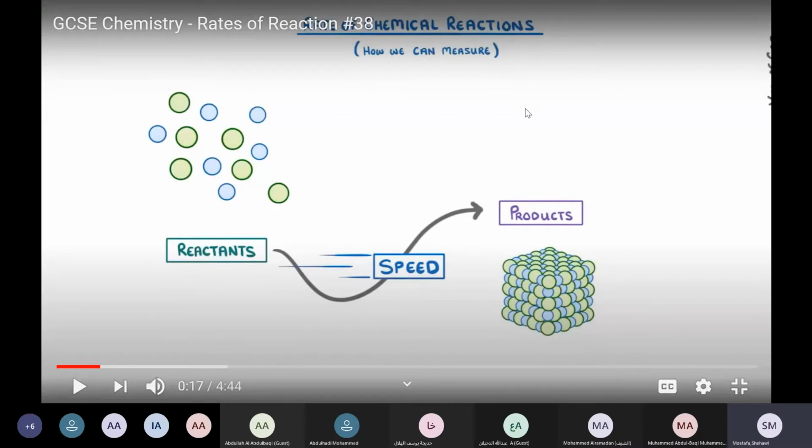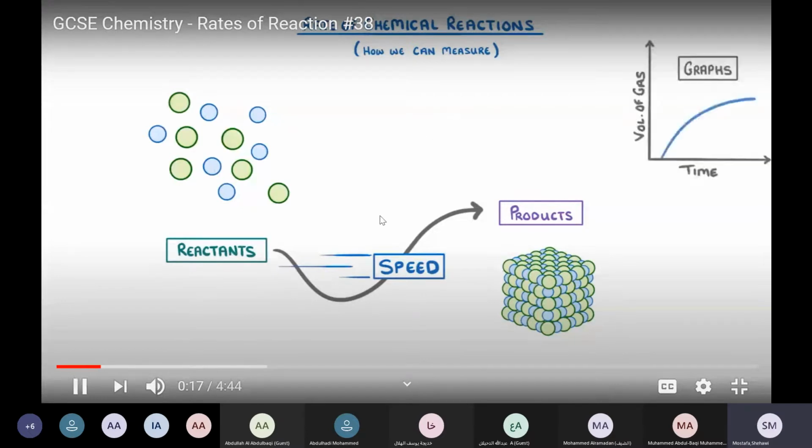So reaction rates means the speed at which the reactants will turn into products. This is reactants. They will turn into products. How fast this transformation, how fast this reaction happens, the speed of the reaction, we call it chemical reaction rates. How can we measure this speed? That's our lesson today. Show it on graphs.